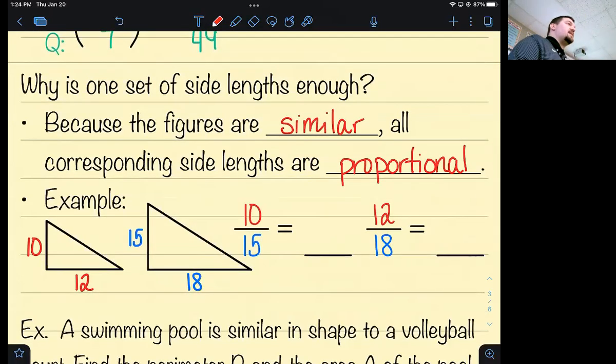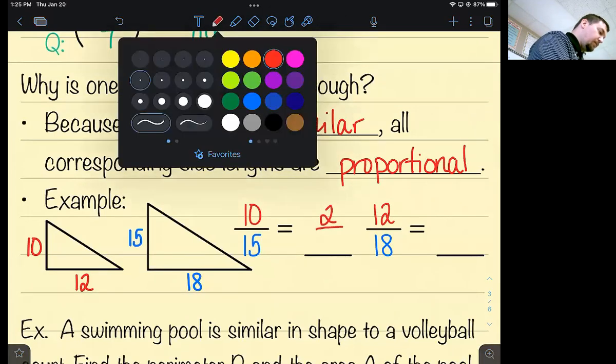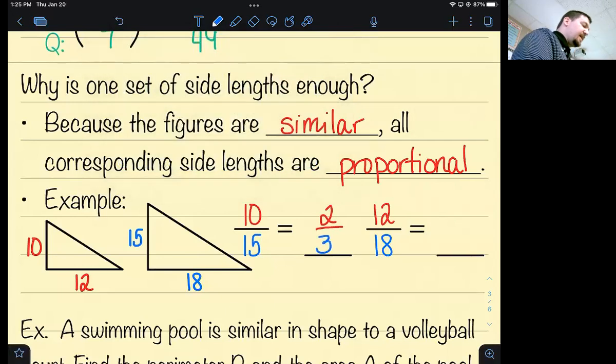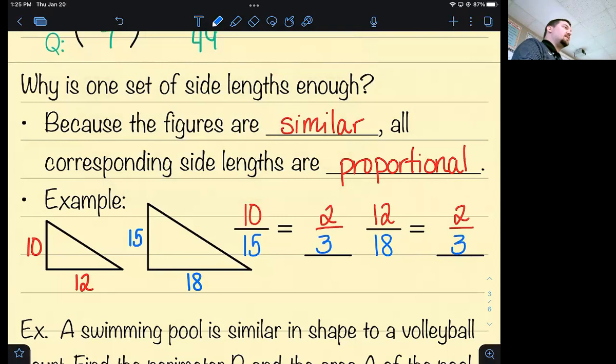if I use the corresponding side lengths 10 and 15, that's going to reduce to 2 over 3. If I use the corresponding side lengths of the bases, 12 over 18, 12 over 18 is also going to reduce to 2 over 3. So the point I'm trying to make is you only need one of the side lengths. You don't need all of them, because the fact that they're similar triangles or similar rectangles or similar shapes means that any of the corresponding side lengths, they're all going to give you the same reduced ratio anyway.